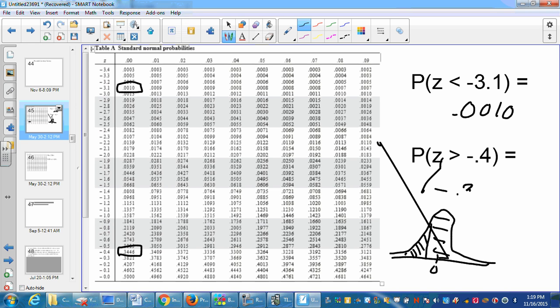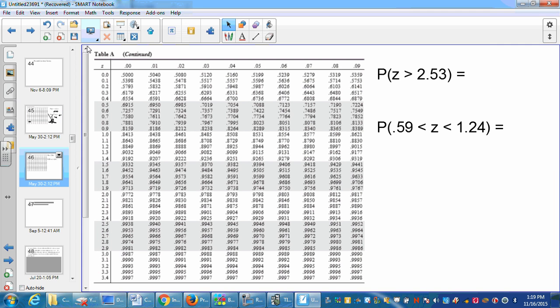So what we're going to have to do is take our value, which is 1 minus 0.3446. It's not very legible, but 1 minus 0.3446. And that's going to get us to 0.6554. So about 65%.